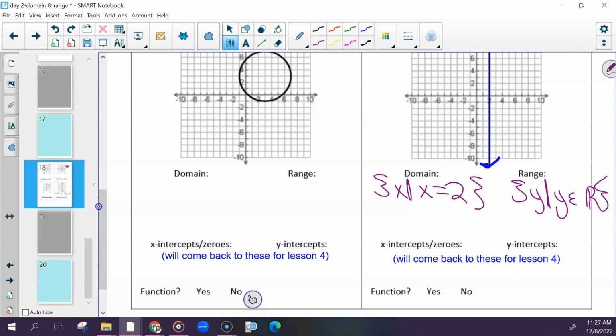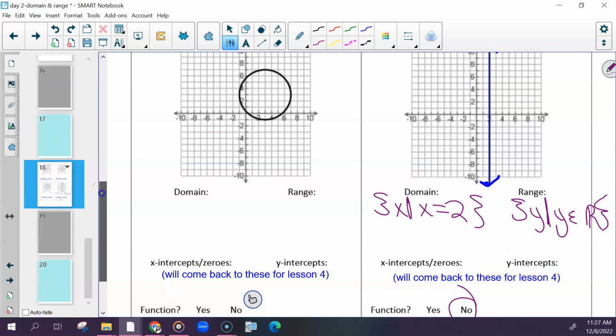Okay. And then is this a function? No. It is a vertical line itself, so it can't pass the vertical line test. Look at all the other examples we did not do. If there are any you see you want to go over, have questions about, want to see, let me know.